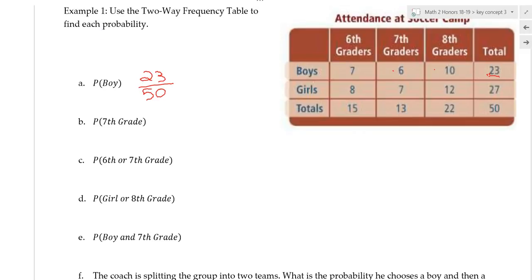Probability of 7th grade. Again, I don't care if they're a boy or a girl in 7th grade. I want the total 7th graders. So that's going to be 13 out of 50. And that can't reduce.